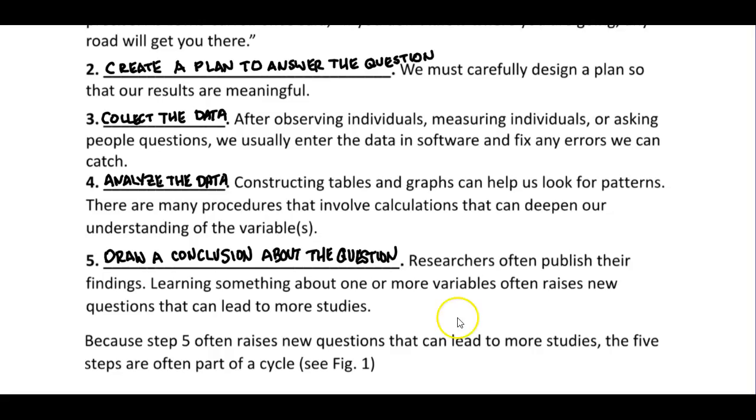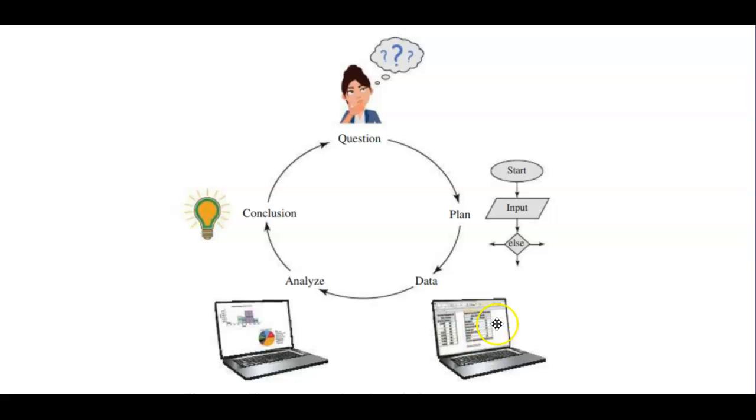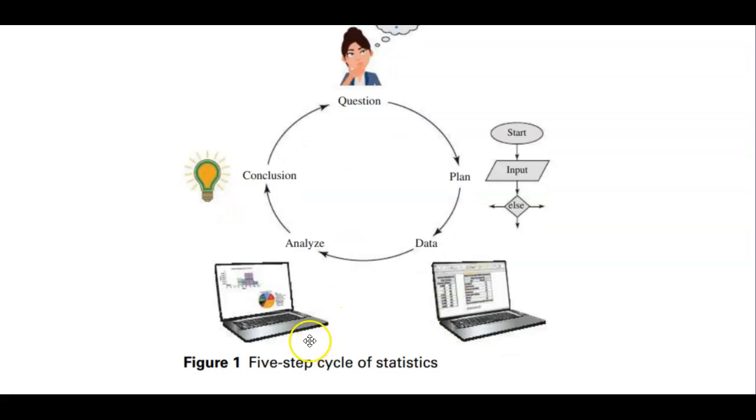Because step 5 often raises new questions that can lead us to more studies, the 5 steps are often part of a cycle, as you can see in figure 1. Here we have our start, input, and output. We have our question, then our plan, then we take our data. Once we get our data, we analyze it, and then find a conclusion to possibly generate another question. So this is the 5-step cycle of statistics.